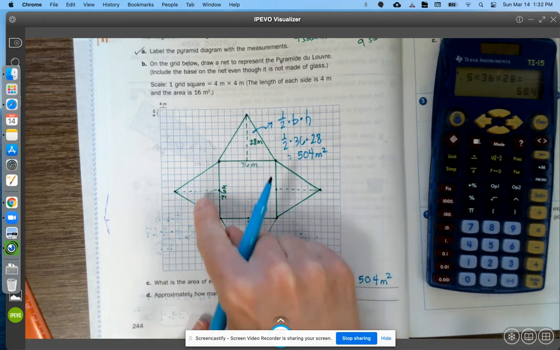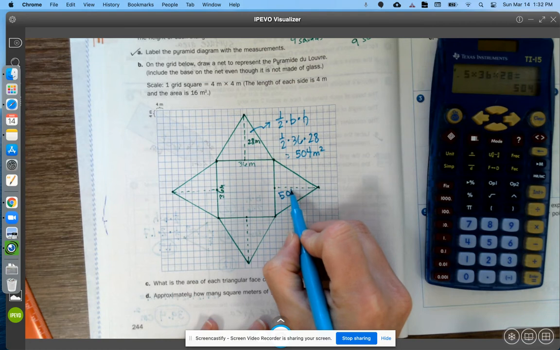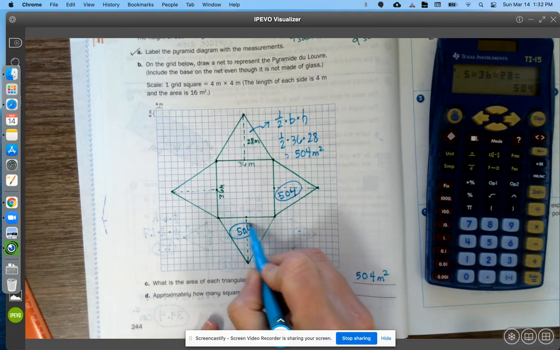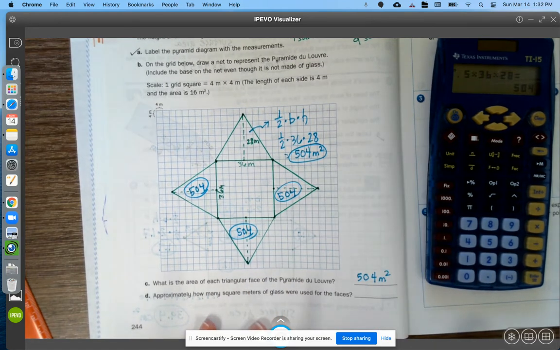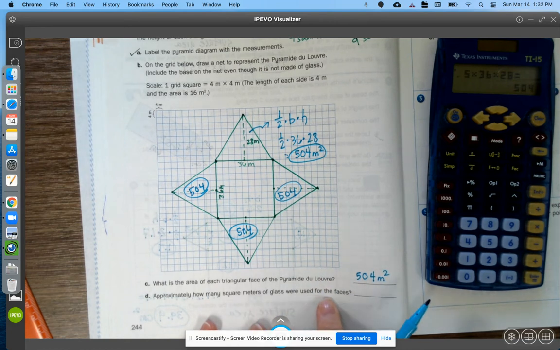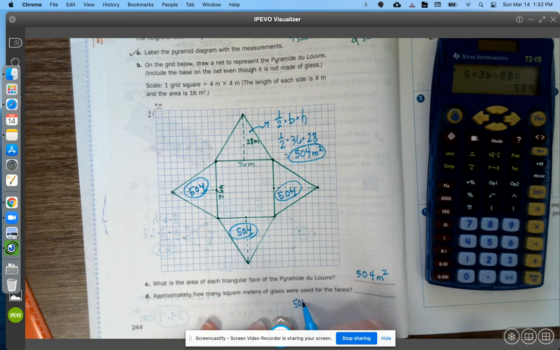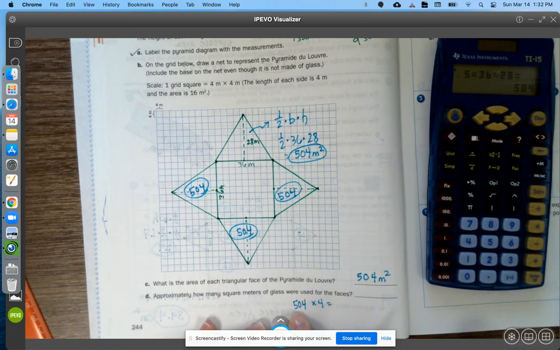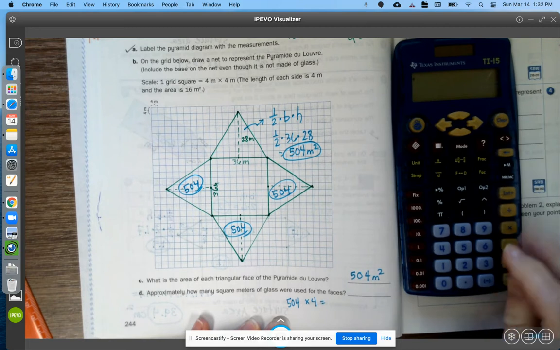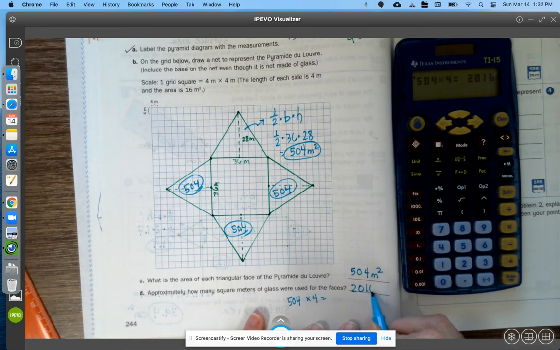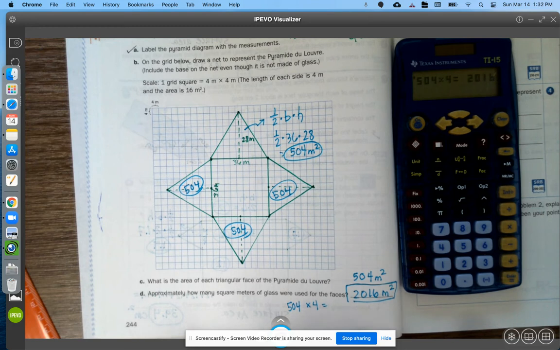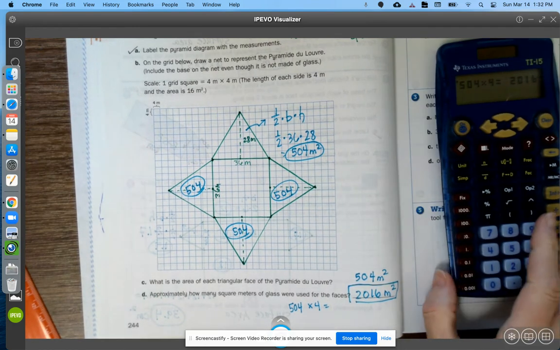So we know each of these 4 triangles are the same. So this one's 504, this one's 504, and this one's 504. Okay, all of them are 504. So the last question says, how many square meters of glass was used to make the faces? So we're going to do 504, and I'm just going to times it by 4. We could add them up, but for this, I think it's just as easy to do 504 times 4. And we get that they would need 2,016 meters squared of glass to make that pyramid at the Louvre Museum.